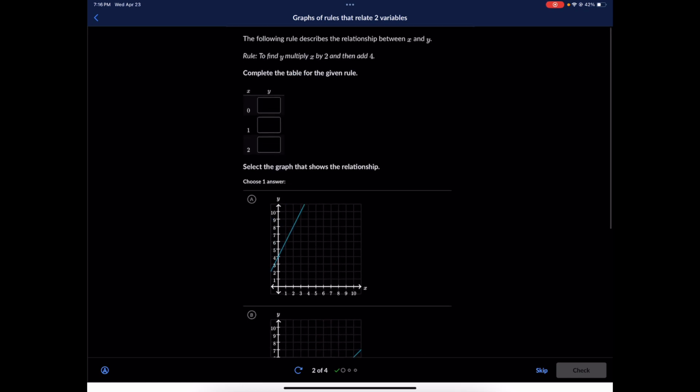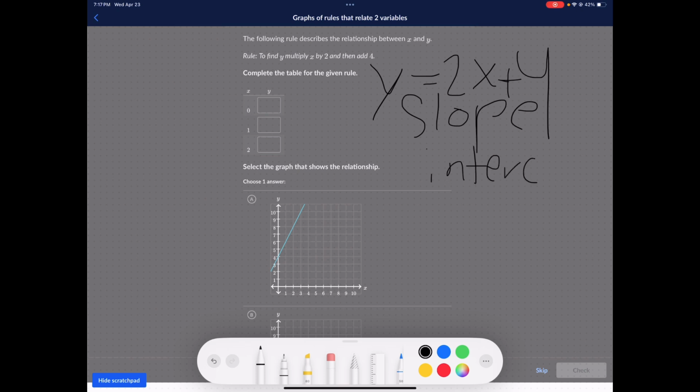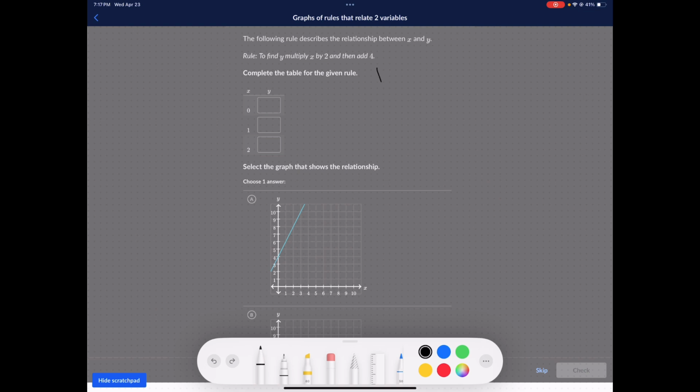The following rule describes the relationship between x and y. To find y, multiply x by 2 and then add 4. Now, I'm just going to introduce this. This is called slope-intercept. Slope-intercept is going to sound like a very weird word, but trust me, I'll break it down and you'll get it immediately. Slope-intercept is what we use as y equals mx plus b.